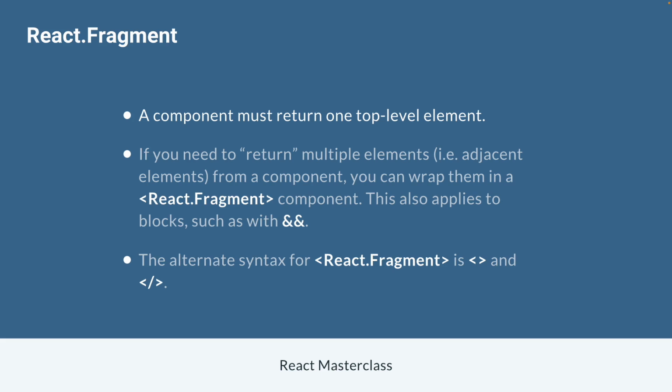They're both the exact same thing. They're both a React fragment component, and I prefer the more verbose version, the actual explicit React.Fragment, because it's easier to Google, but some other developers prefer the alternative syntax because it requires less code. But they're both the same thing, and they both solve the same problem, which is returning multiple elements from a component or from a block, such as when we're using the ampersand symbol for conditional rendering.